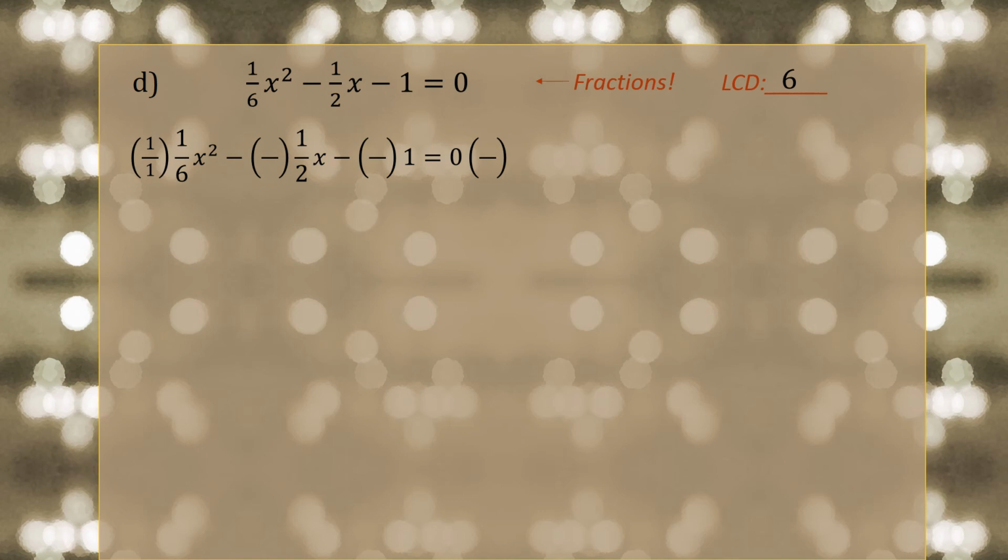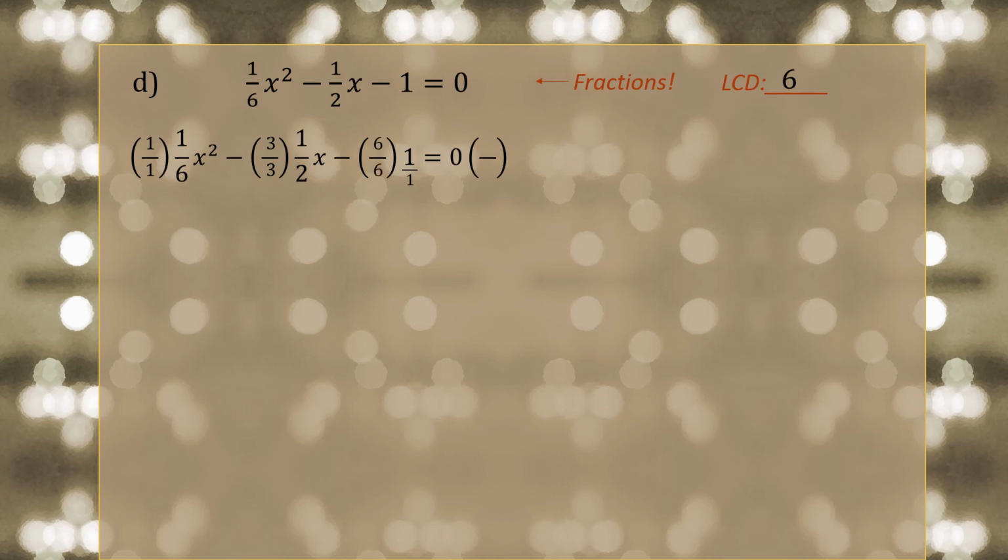The second term has a denominator of 2, but I need it to be a 6, so what must we multiply by? 3 over 3. The third term is a 1. Notice it does not even have a denominator, so how do you make 1 into a fraction? Well, you simply place it over 1. So I see my denominator is 1, but I need it to have a denominator of 6, so what must we multiply by? 6 over 6.